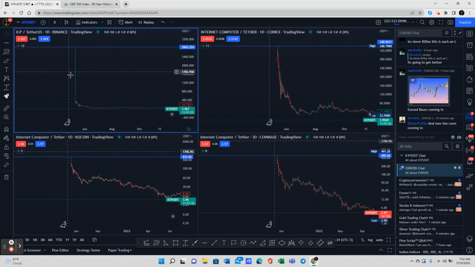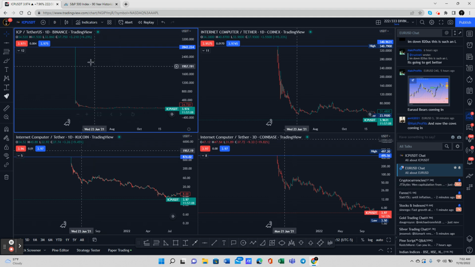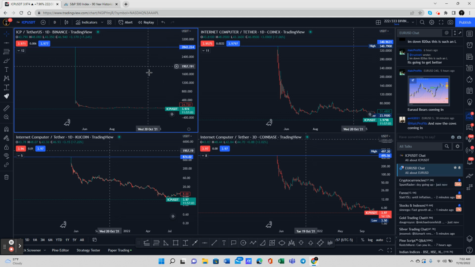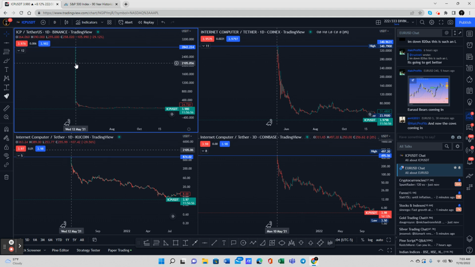Look up here. This is Binance. And so here's the thing. I wanted to have FTX on here, but I guess because of what they're going through, they're not even really showing up for these particular charts. So that's that. But let's look at Binance right here. All right, so this is the high around $2,842.22 is where ICP went to during the ICO launch, basically.